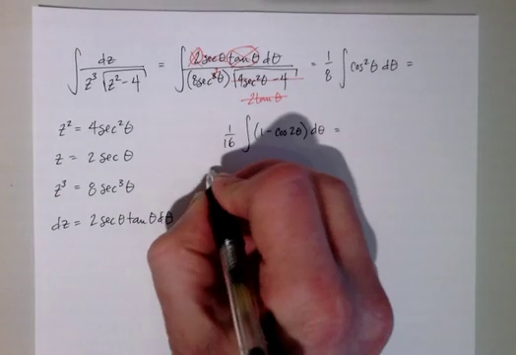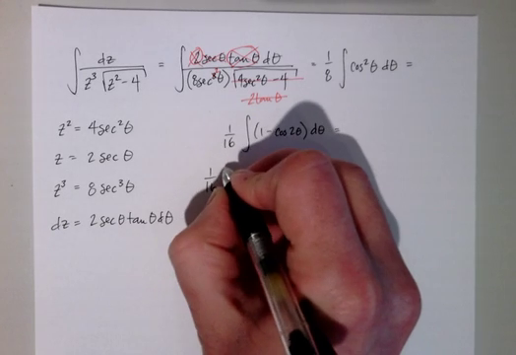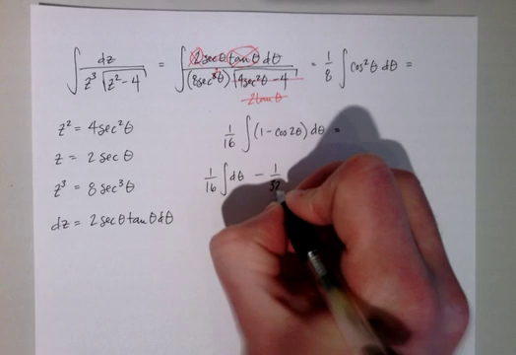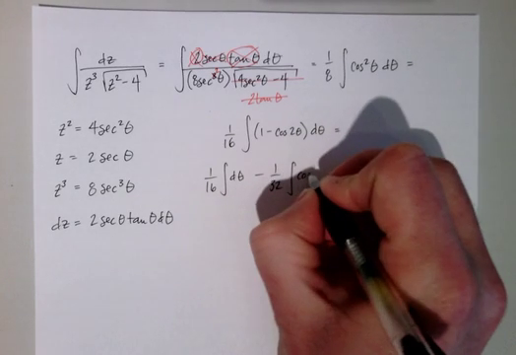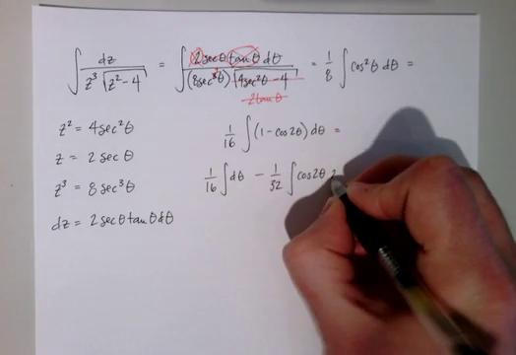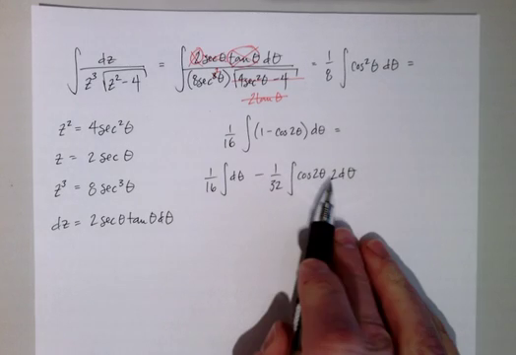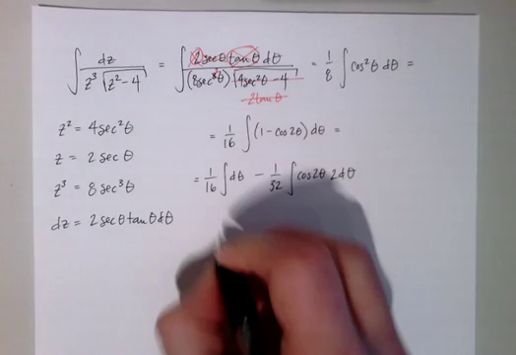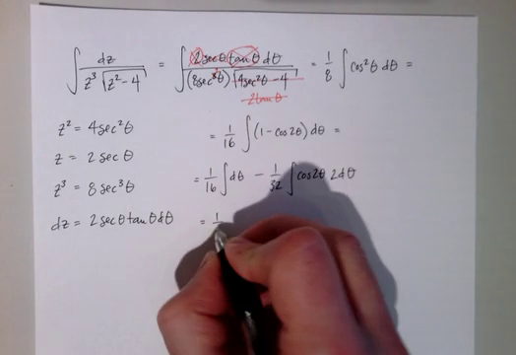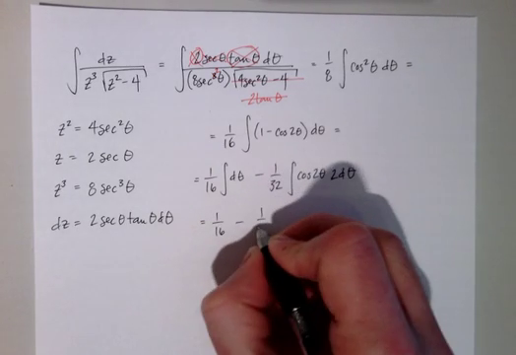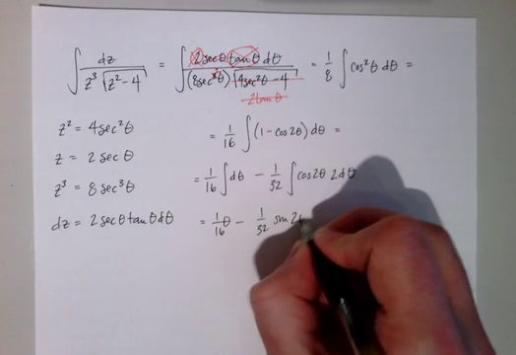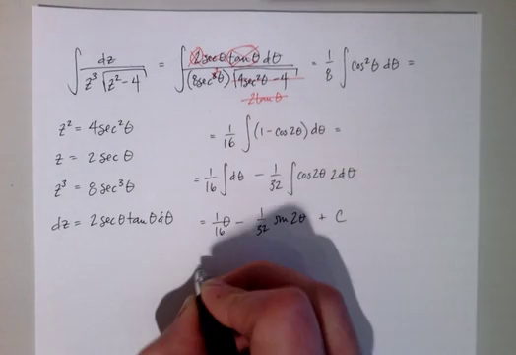And when I split it up, that winds up being 1/16 d theta minus 1/32, and it's 1/32 because I'm going to need to introduce this 2 in here in order to set up the u sub. This winds up being 1/16 theta minus 1/32 sine 2 theta. And we've seen one like this before.